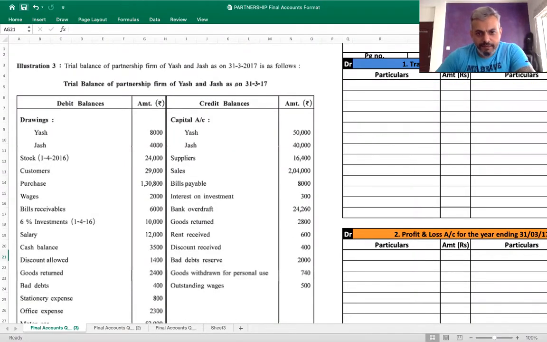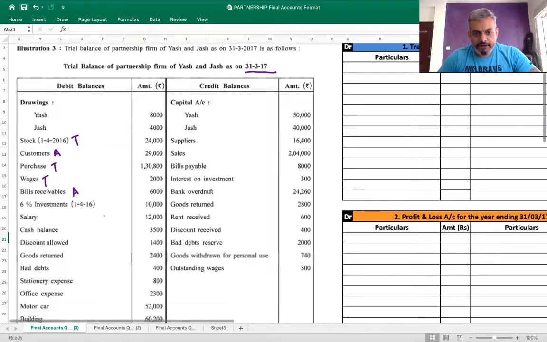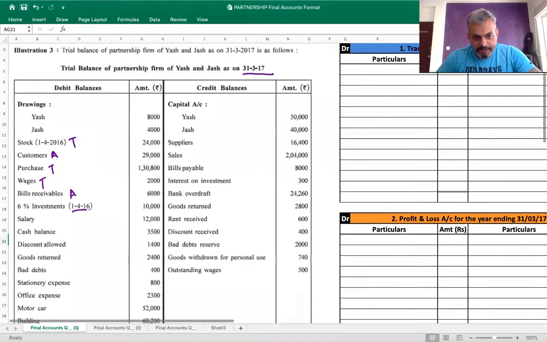Now, trial balance is given as on 31/3/2017. Drawings of Yash and Josh and capital account will directly go to capital account. Opening stock, trading; customer, asset; purchase, trading; wages, trading; bill receivable, asset. Now we have investment, and the date is also given and the percentage is also given.